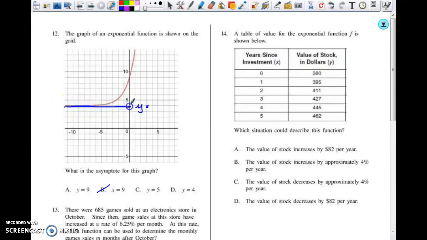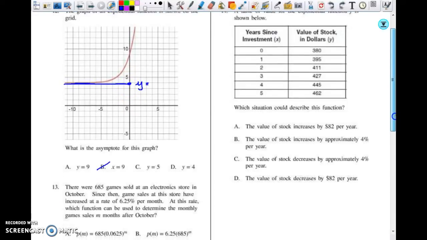Where does it hit the y? So this is 1, 2, 3, 4. So what would your equation be? So you guys finish that one out.